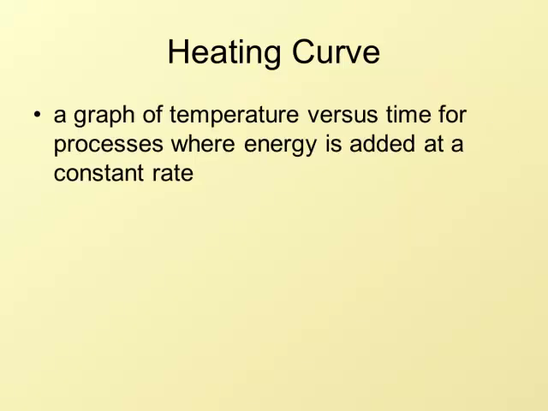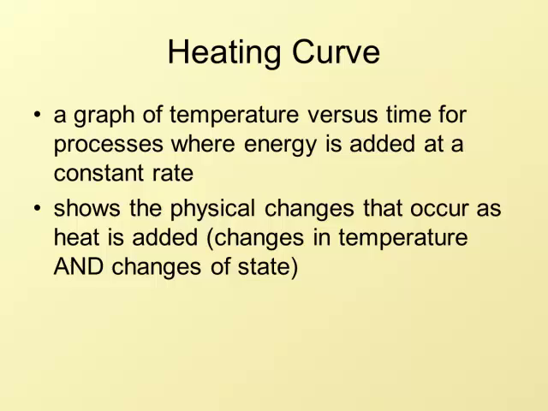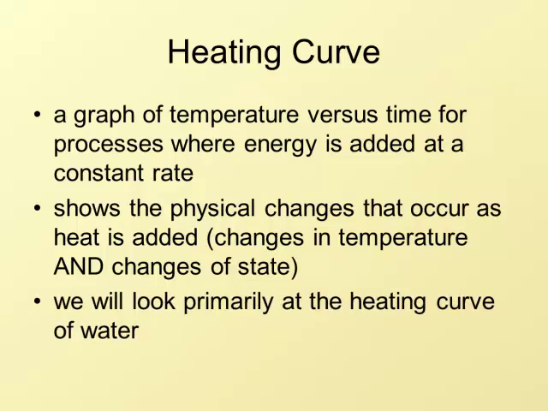We can do more than just change the temperature of our object, though. We can add enough heat so that the object undergoes a change of state. This process can be viewed graphically as a heating curve. This is a graph of temperature versus time as heat is added at a constant rate. It shows the physical changes that are occurring at all times.